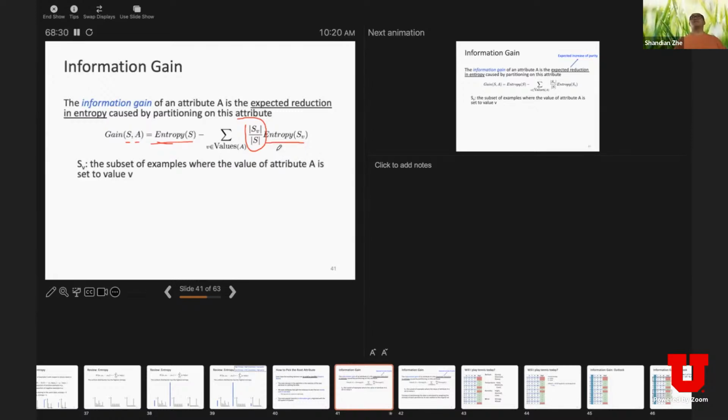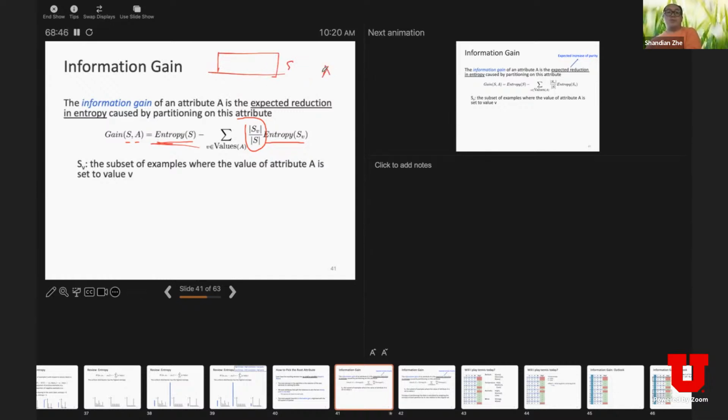Does it make sense? Any question regarding the definition? Okay. Yeah, this is very important. That's why I want to, you can imagine this is your whole S. You got some entropy over that. That's how we compute that, right?